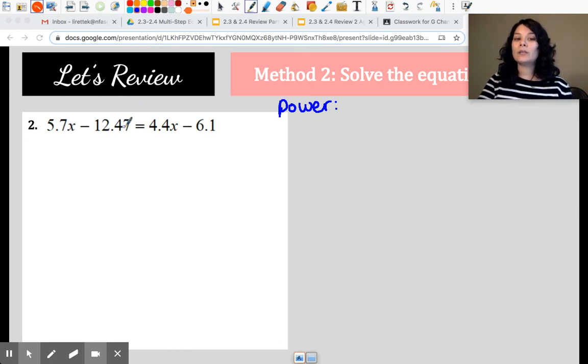Well, when I look at the number that has the most decimal places, I'm looking at the negative 12.47. If I look at the rightmost decimal place, the 7, what decimal place is that sitting in? Well, if I look at the 4, that's the 10th place. The 7 is in the 100th place. So what you do is you choose a power of 10 that is analogous to that decimal place. The power of 10 that's analogous to the 100th place is 100.